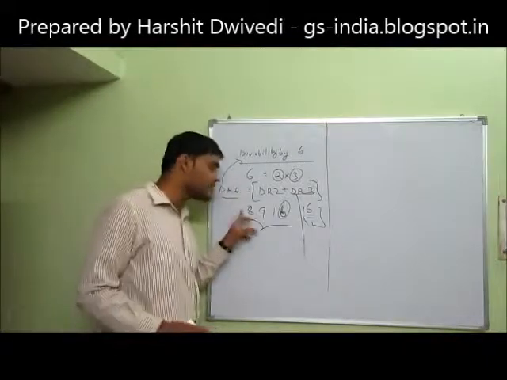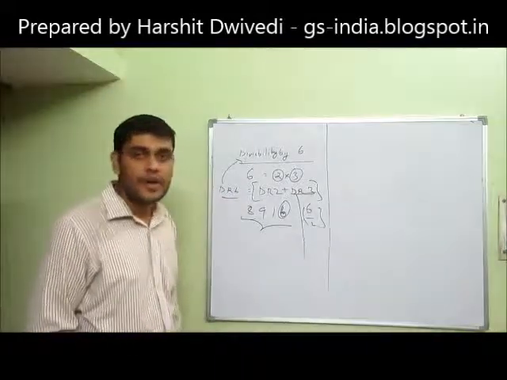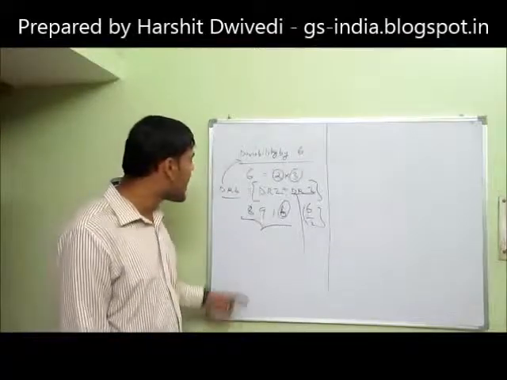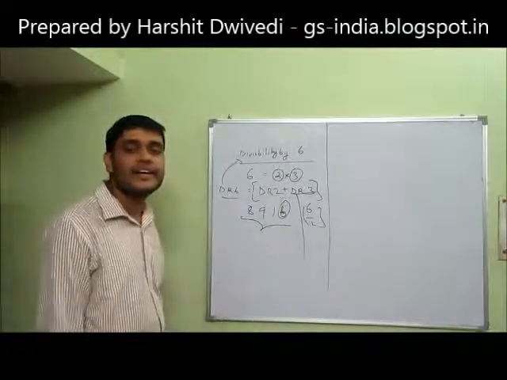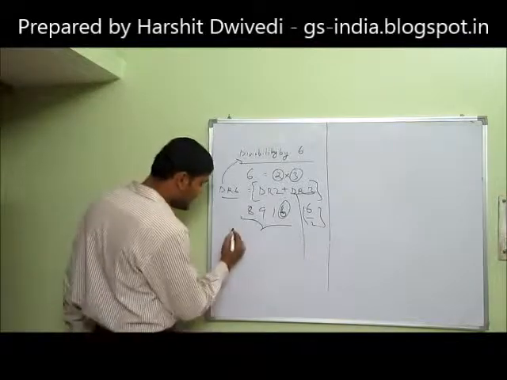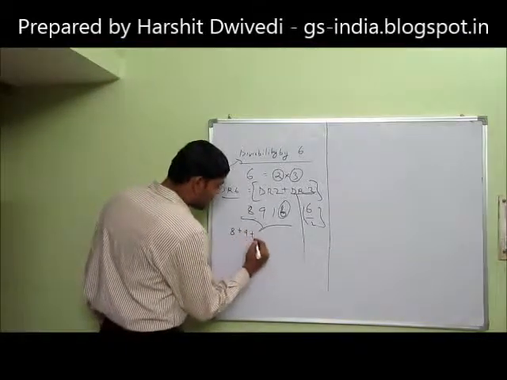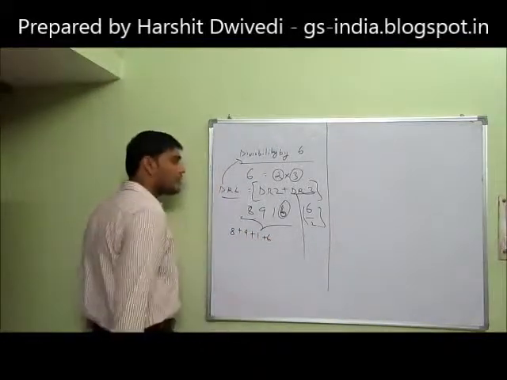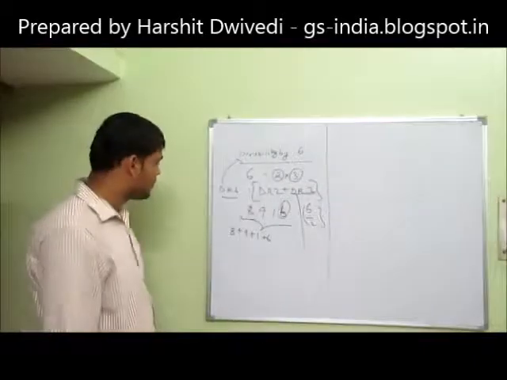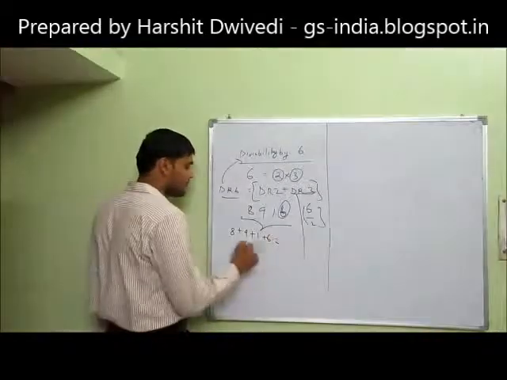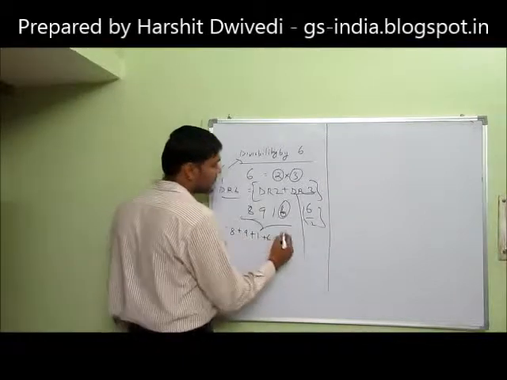If I have to check whether this number 8916 is divisible by 3, what am I going to do? I am simply going to add all the digits of this number 8916. So what will I get? 8 plus 9 plus 1 plus 6. So what is this? 8, 9, 17, 18, 24.